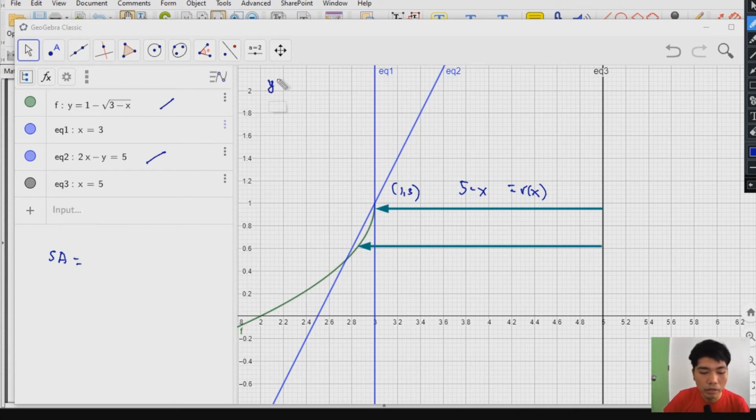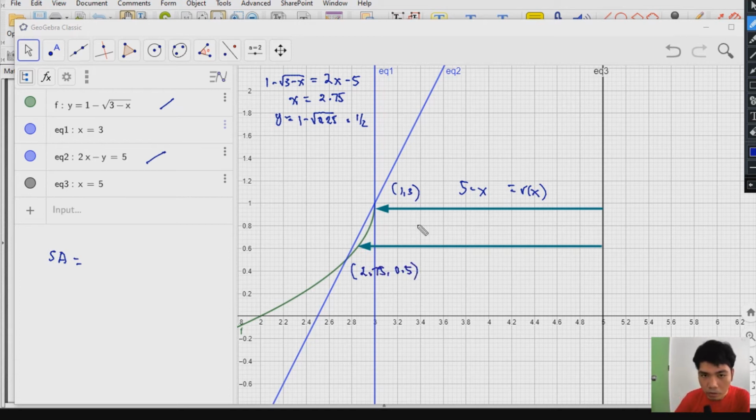So we have 1 minus square root of 3 minus x, that is equal to your 2x minus 5. Okay, so therefore this x gives us a value of 2.75. So if it is 2.75, then your y would be equal to 1 minus square root of 0.25, which gives us the value of 1/2. So therefore this point here is not really 1/2, but 2.75 and then 0.5.